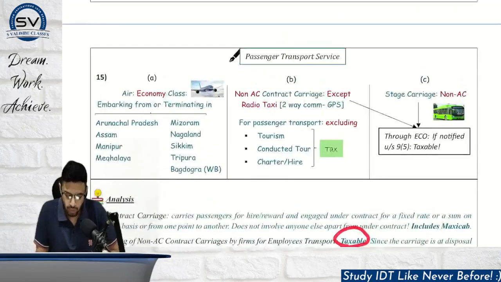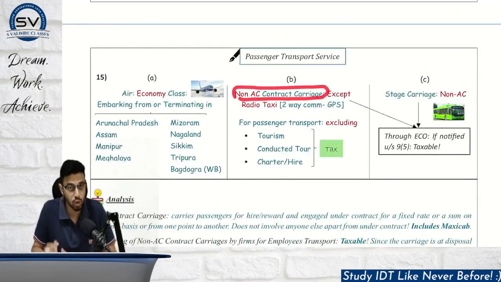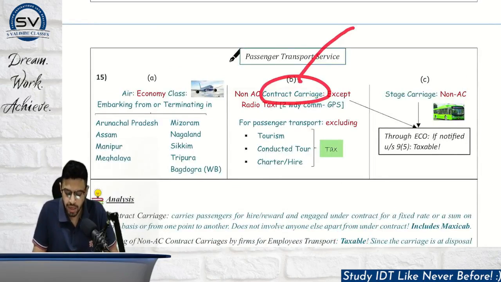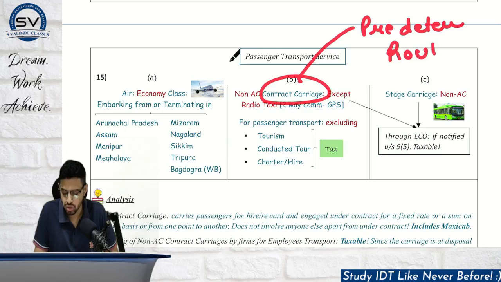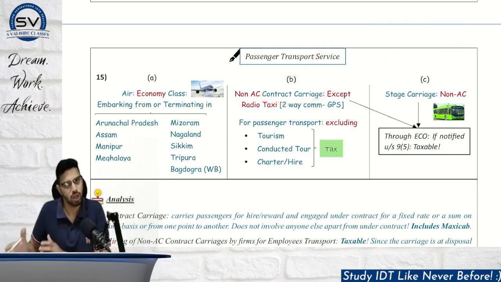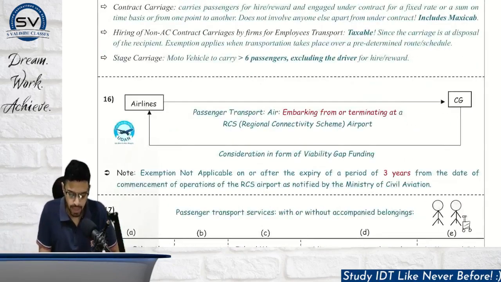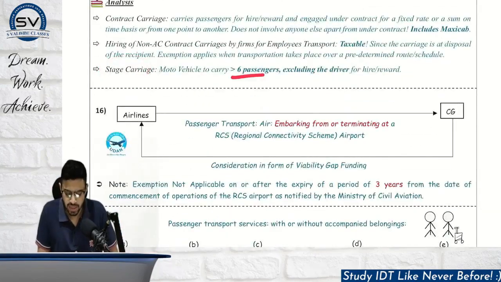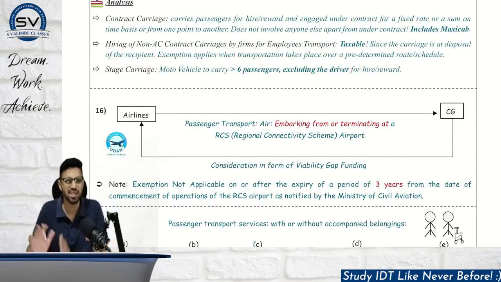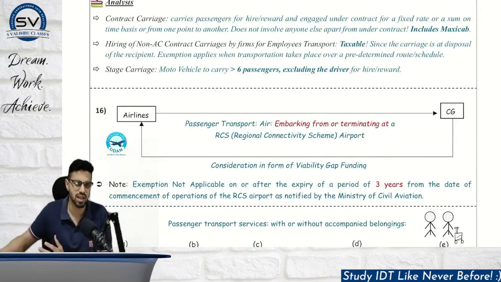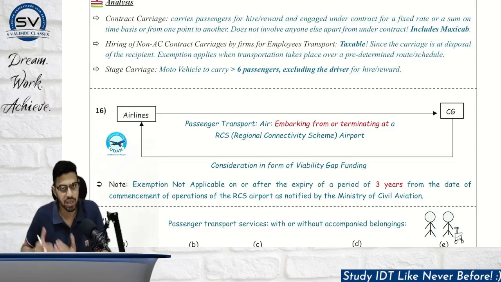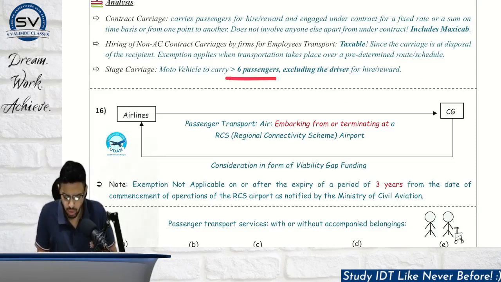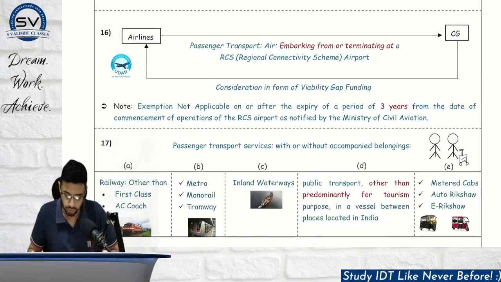For this non-AC contract carriage to be exempt, there needs to be a predetermined schedule and predetermined routes. So basically routes and schedule should be predetermined with respect to the contract carriage. Then the exemption will apply. Stage carriage is basically for carrying more than 6 passengers excluding the driver, for higher reward. So contract carriage and stage carriage are kind of the same thing. Technical differences are there but not very relevant from our GST standpoint. You can learn this, but it is not very important from the exam point of view.